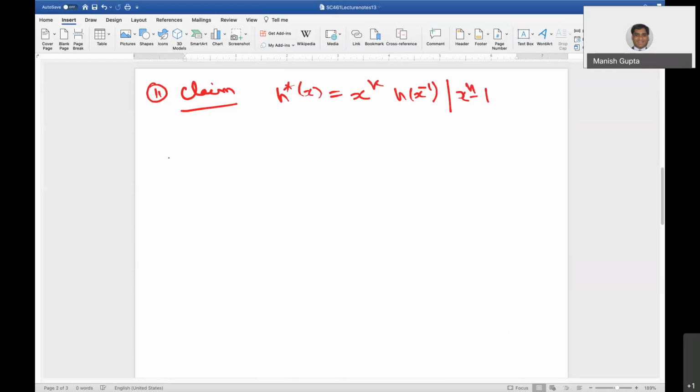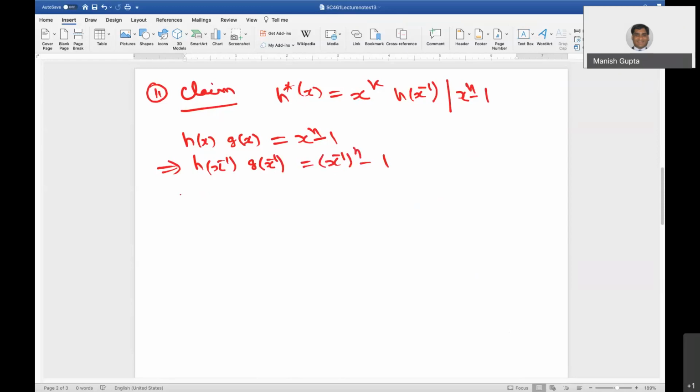Now if you look at h(x), we know that h(x) times g(x) is equal to x raised to power n minus 1. This implies that if you replace x by x inverse, we will get h(x inverse) g(x inverse) is equal to x inverse raised to power n minus 1.